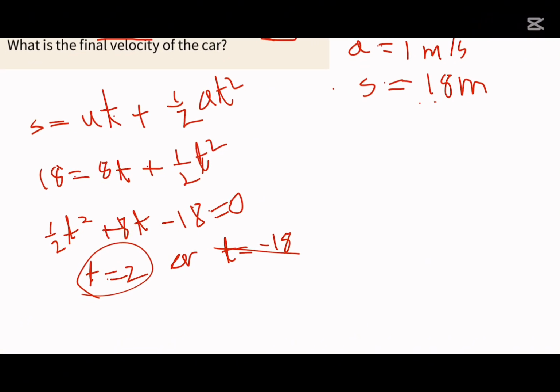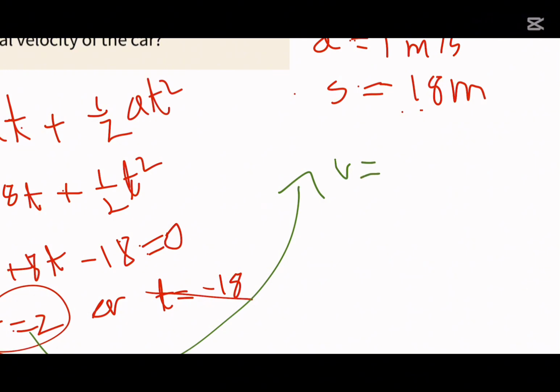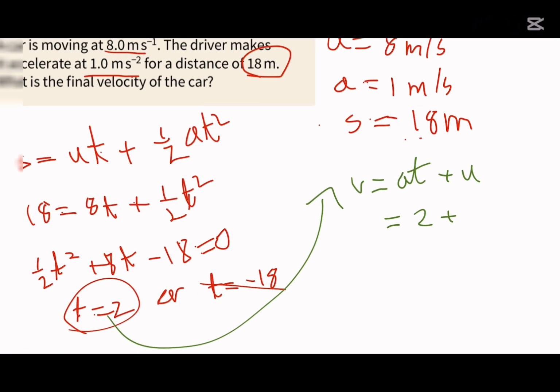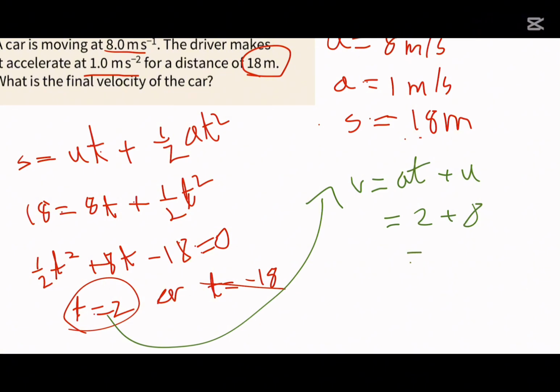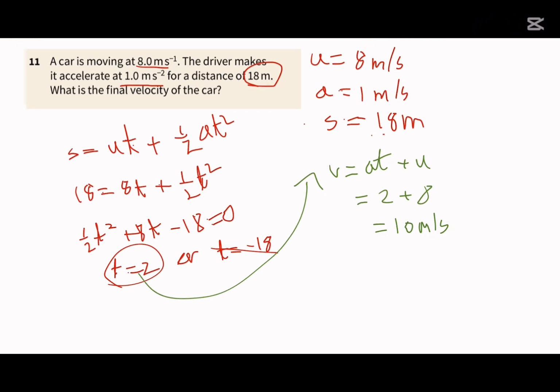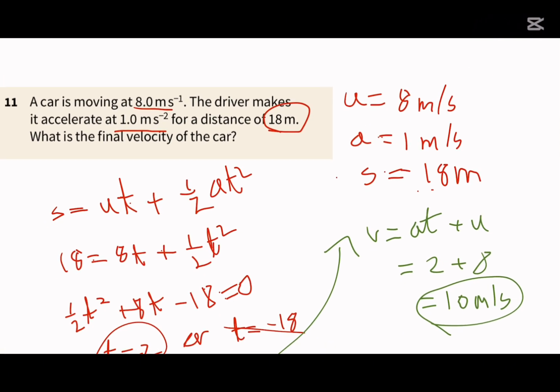And then we put this t equals 2 into a different equation, v equals at plus u. So a is 1, t is 2, plus u is 8. And this will get 10 meters per second. It's easier to use the other equation, but I just wanted to try something out here. So the answer to this is 10 meters per second.